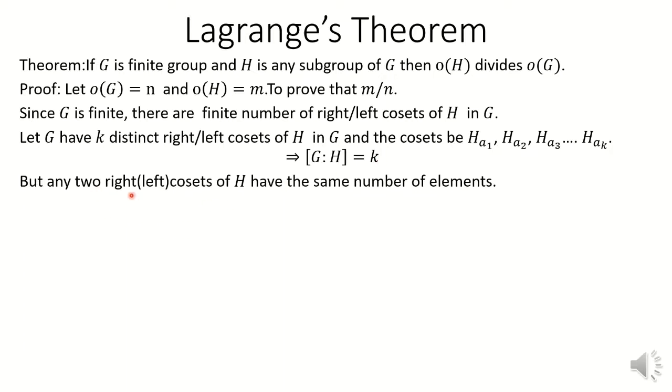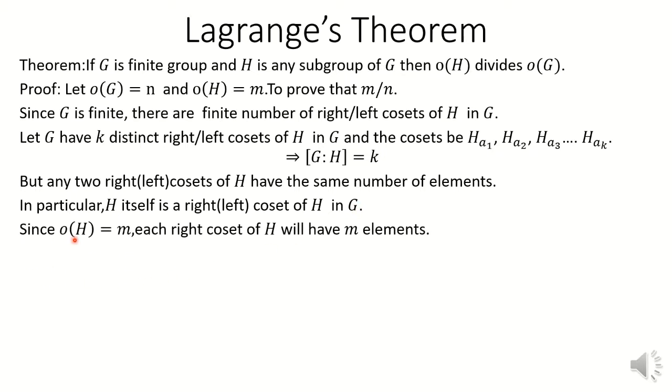But any two cosets, right or left, of H have the same number of elements. In particular, H itself is a left or right coset of H in G. Since order of H is equal to m, meaning H contains m number of elements, every right coset of H in G must have the same number of elements. That is, every right coset of H has m number of elements.